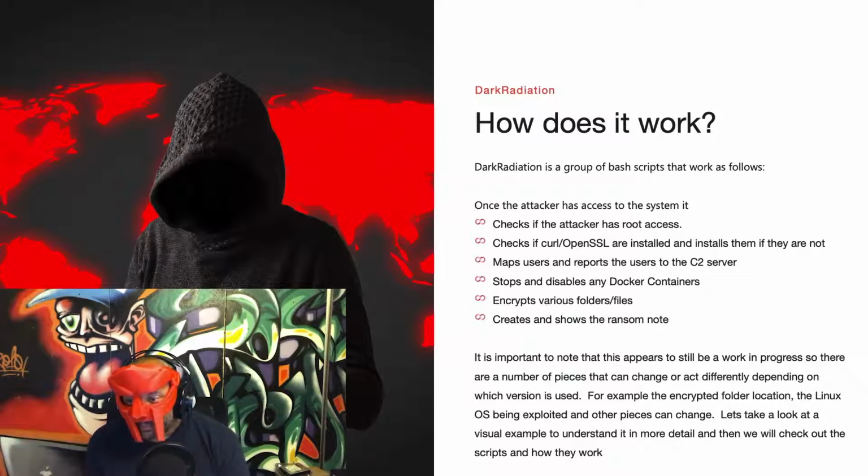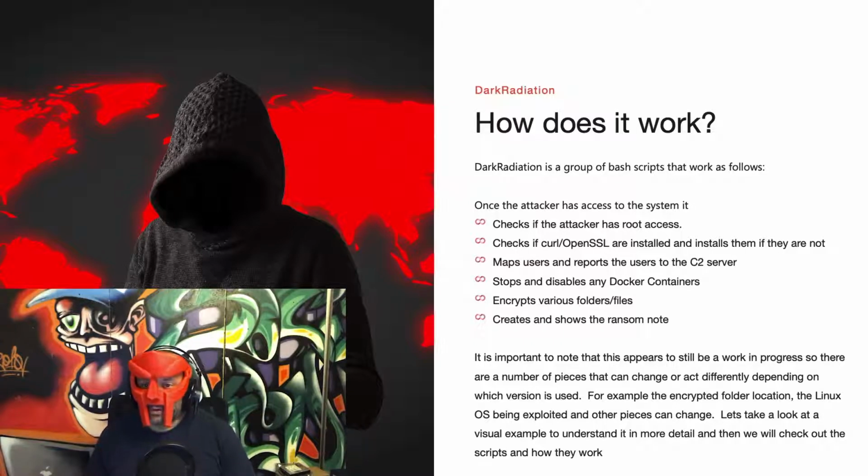For example, looking at it from another direction, the encrypted folder location does change between variants of this ransomware. The Linux operating system can be changed, and other pieces they could just change. They could come up with a better version, or a new combination, that doesn't have a fingerprint that could be noticed by any anti-malware or anti-ransomware software. So let's take a look at a visual example to understand it in more detail, and then we'll check out the scripts and how they work.